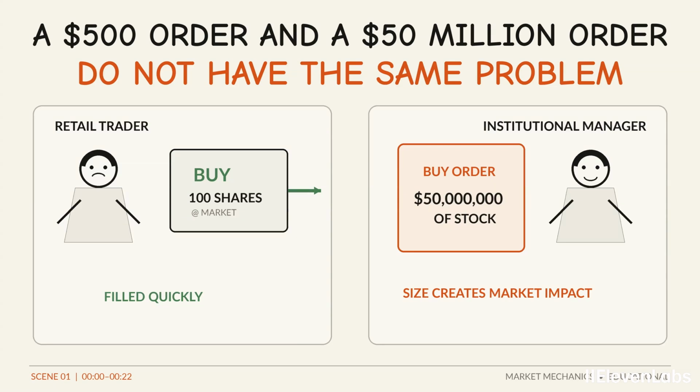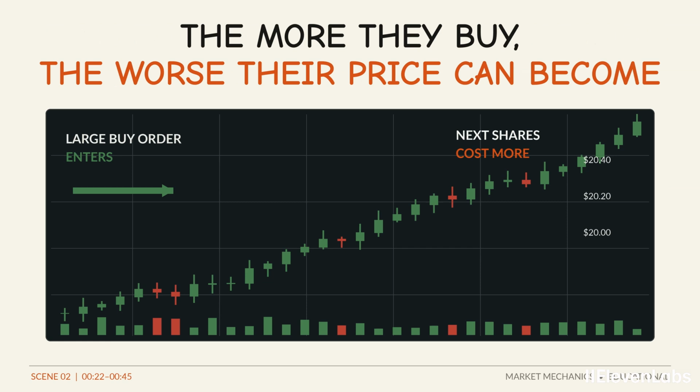A retail trader wants to buy a stock. He clicks buy, and the position is filled. Now imagine a fund wants to buy $50 million of that same stock. It cannot simply push the entire order into the market at once. A buyer that large can reveal itself, consume available liquidity, and begin moving the price against its own execution.